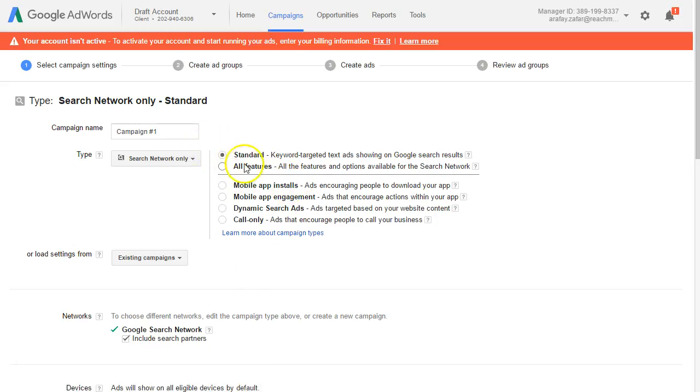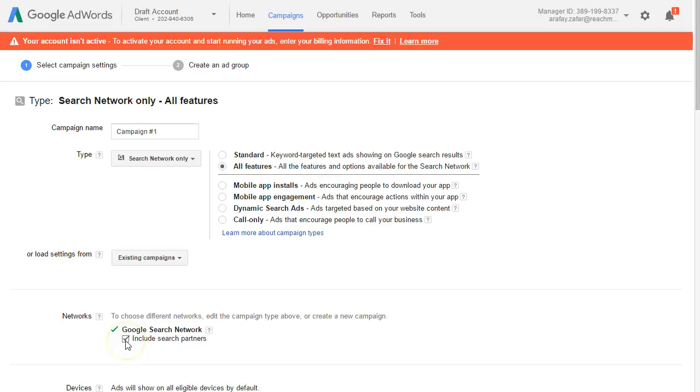Okay, so first we need to decide what subtype. We have to also select the subtypes. Search network only is the campaign type, but then they also have some subtypes. I suggest you select all features and forget about these mobile app installs, engagement, dynamic search ads. You can also select call only campaign. That I have tested and it works reasonably well, but it does not work as well as a standard or all features campaign where you have everything under your control. So anyway, we select all features.